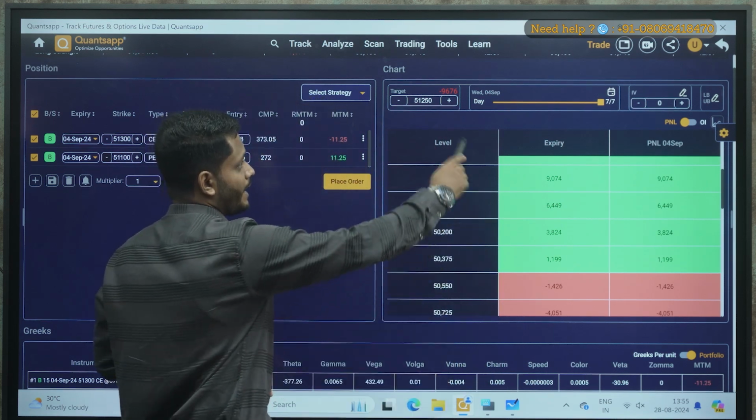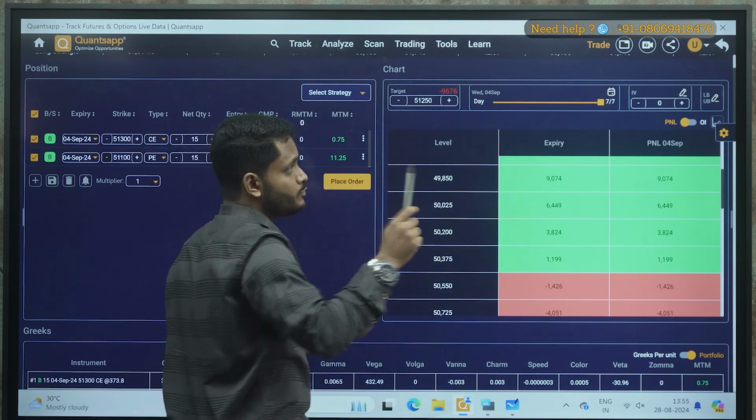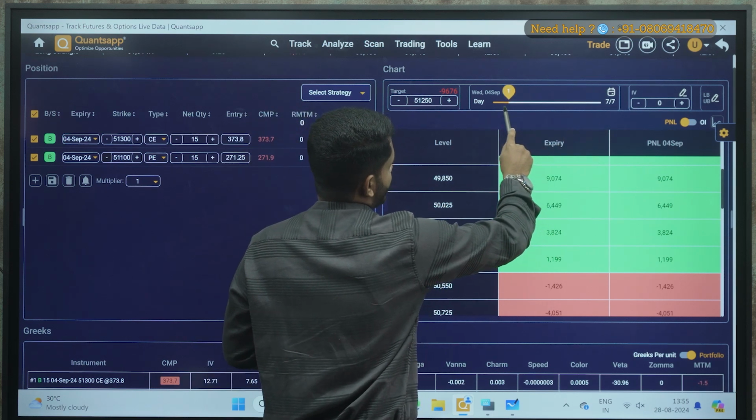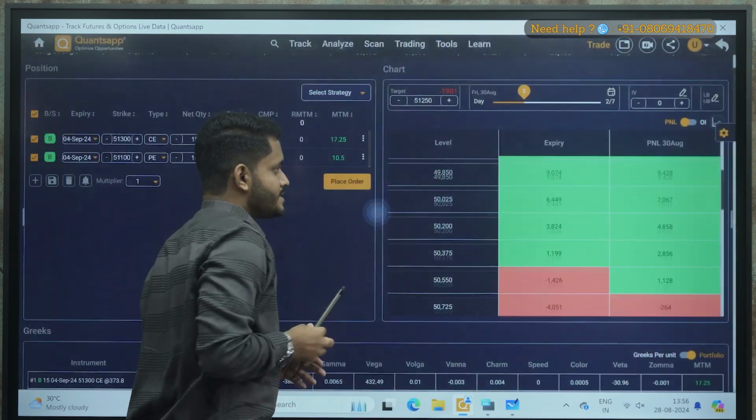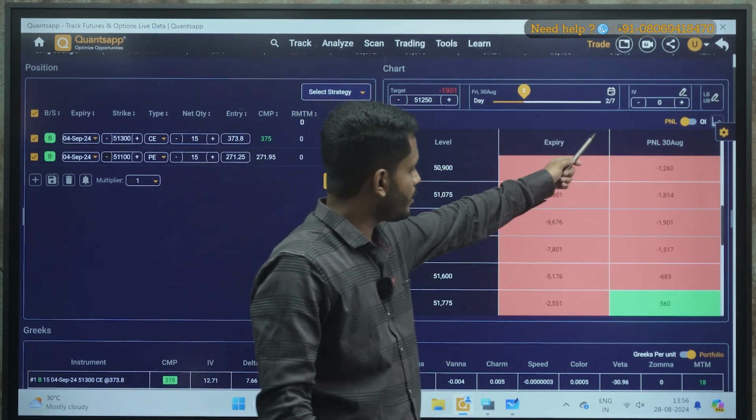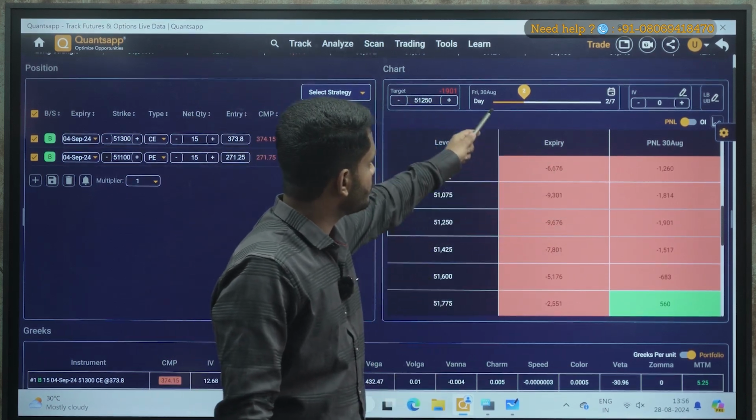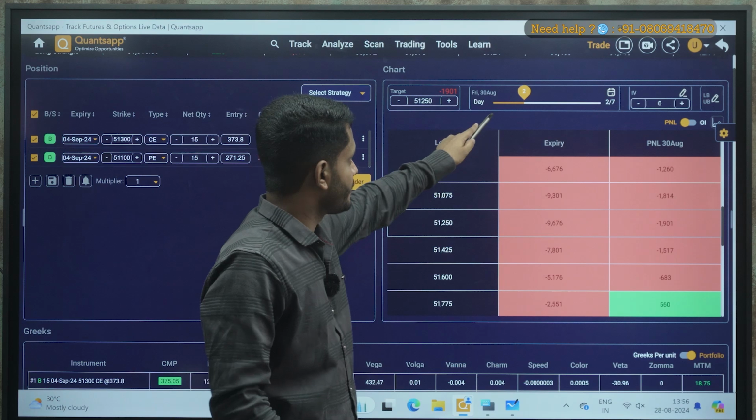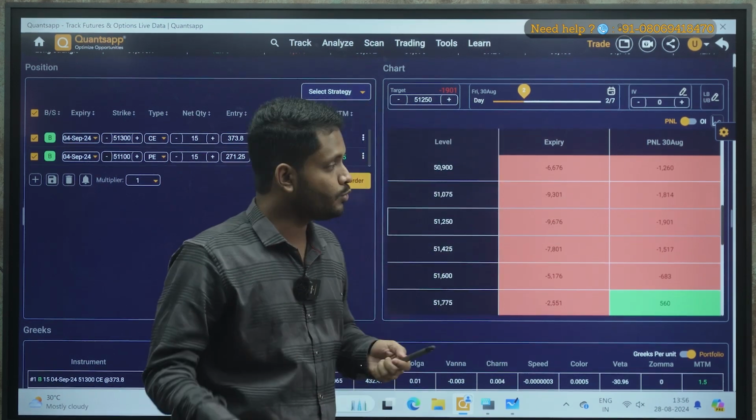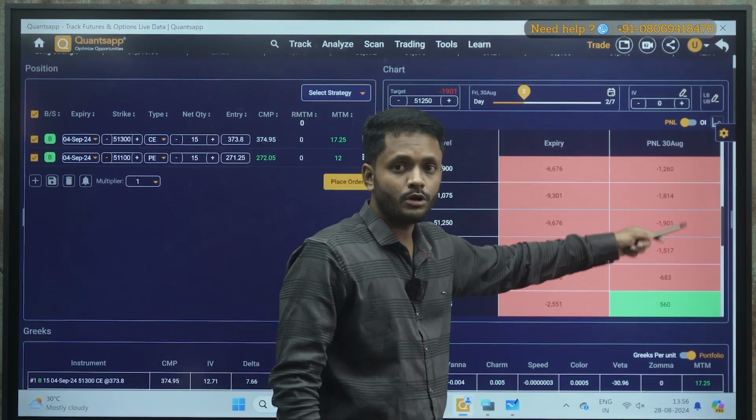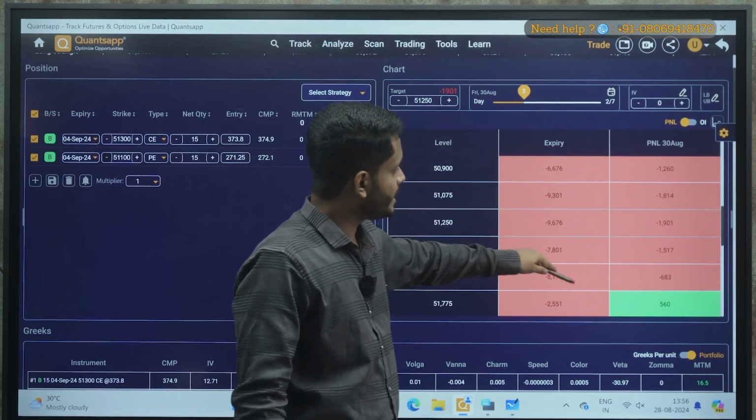And also, what I have kept is 7 days I am holding. If you just reduce this expiry, say 1 day or 2 days as such, you can go and check out the P&L for 30th August. So after the 2nd day, I have set it that I want to hold it for 2 days. So what will be the scenario if I hold for 2 days? You can check the P&L of 30th August.